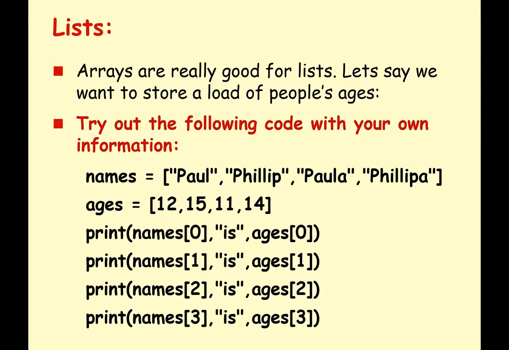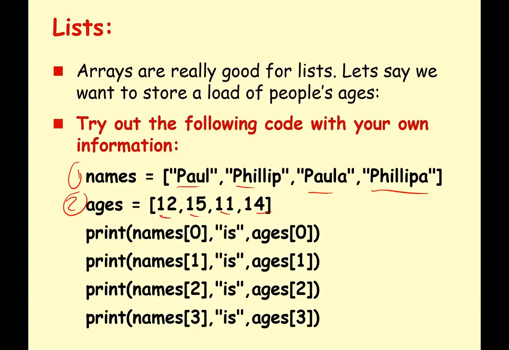Arrays, of course, are really good for storing lots of lists of data. So let's have a look here. We've got 2 lists. List 1 is the names of some people. List 2, or array 2, is just the ages of the same people. So Paul is 12, Philip is 15, Paula is 11, Philippa is 14 years old. And we want to print out all that data.